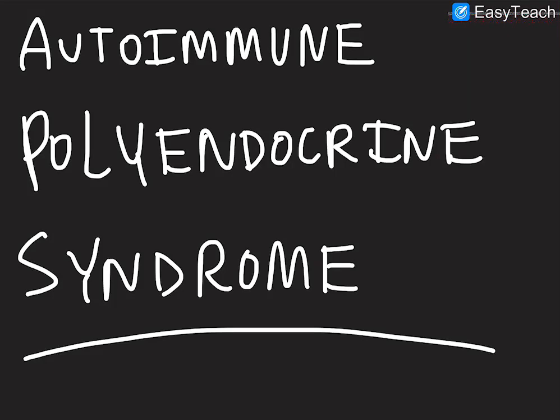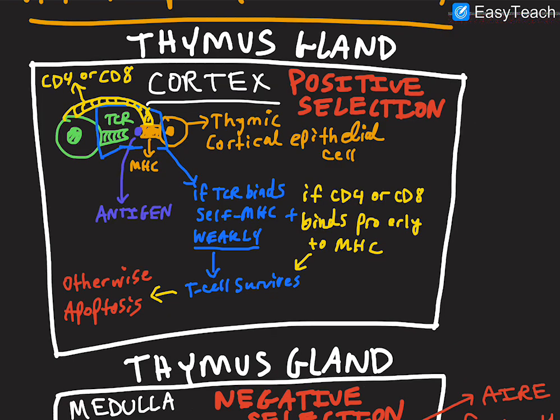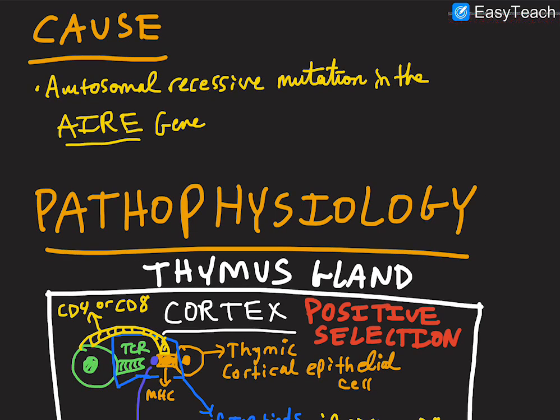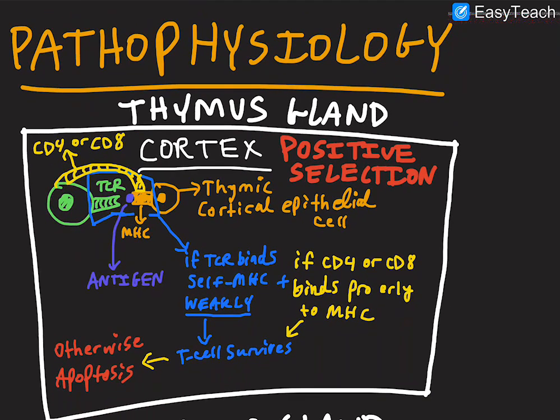In this video, we'll be talking about autoimmune polyendocrine syndrome. Okay, so let's go and get started. First, before we talk about the findings, we need to understand how this works. The cause is an autosomal recessive mutation in the AIRE gene. Okay, and we'll see why the AIRE gene is important in a bit. So let's start talking about the pathophysiology.